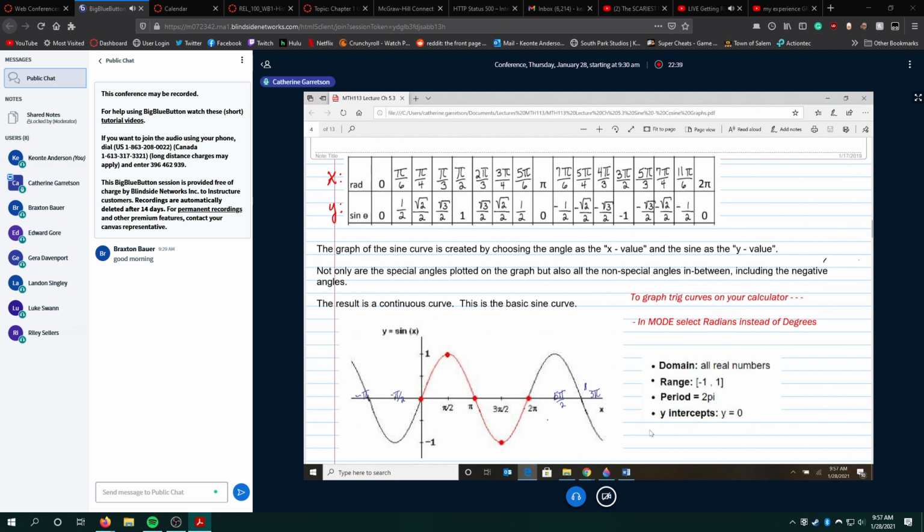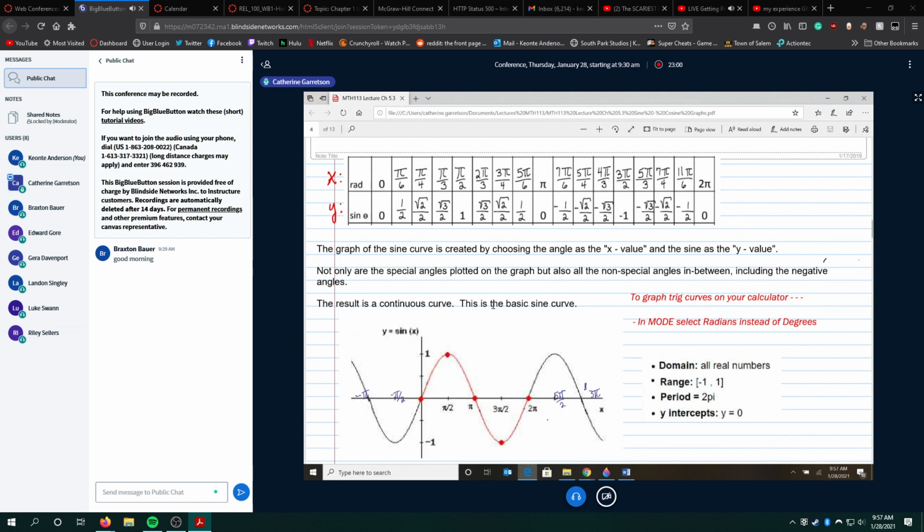It is a continuous curve. So it really means that there isn't going to be any values for angles that I would sub into the sine curve and get an undefined. And that's going to be true with the cosine. I can plug in any value, any angle, and I'm going to be able to get an answer.